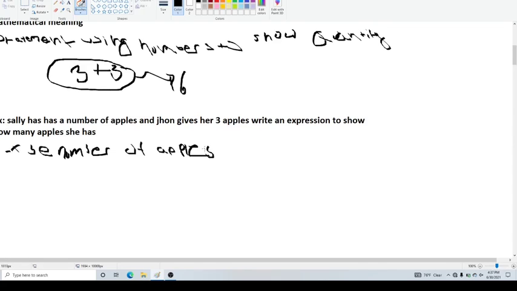And so if Sally has a number of apples and we call that x, and John gives her 3 apples, that means she has x plus 3 apples. So she has 3 more than what she did. And there we have it.